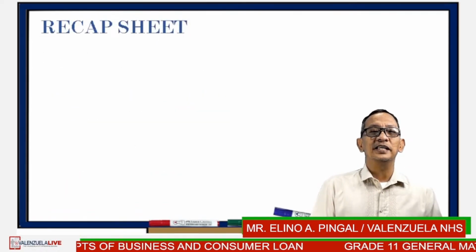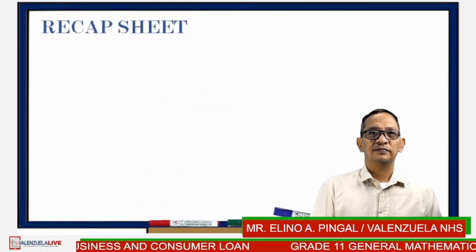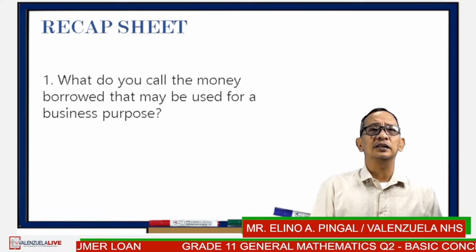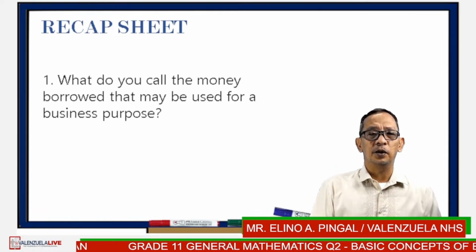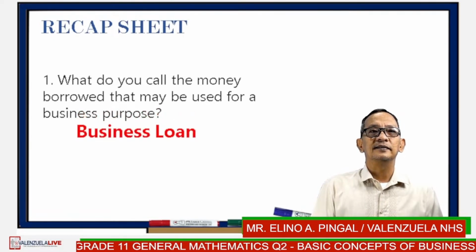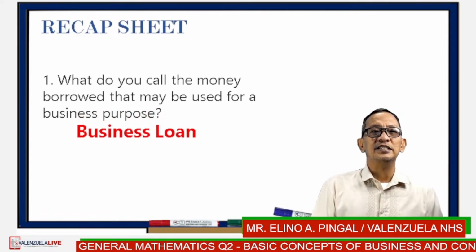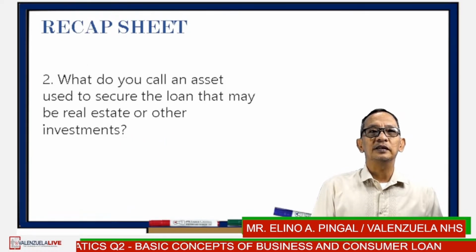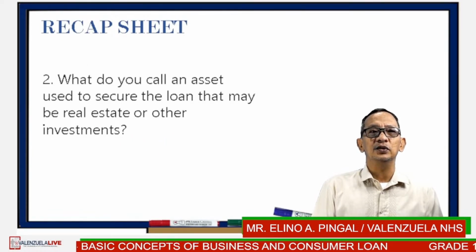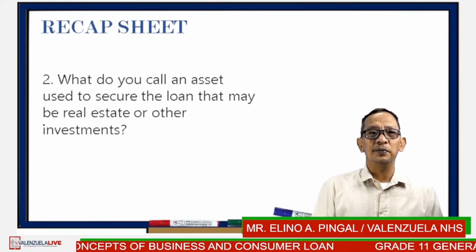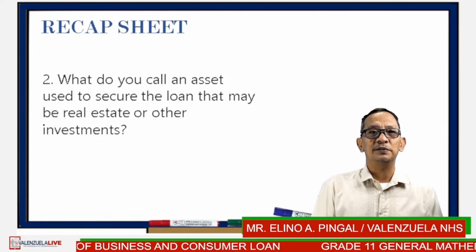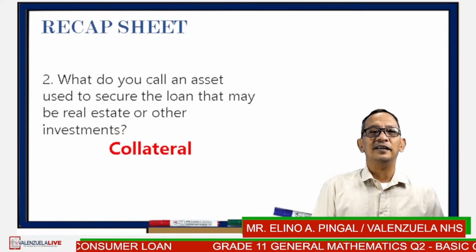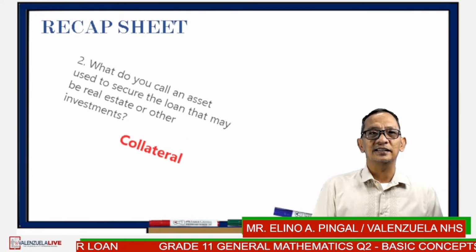And now let's have the recap of the lesson. Number 1, what do you call the money borrowed that may be used for business purposes? Correct. It is the business loan. Number 2, what do you call an asset used to secure the loan that may be real estate or other investments? Correct. The correct answer is collateral.